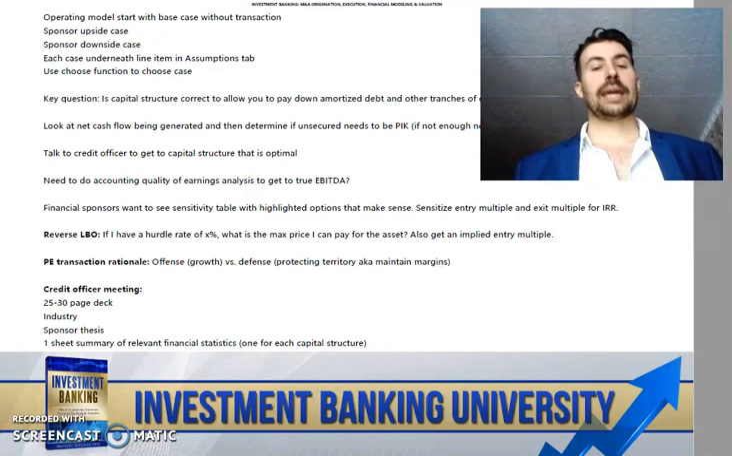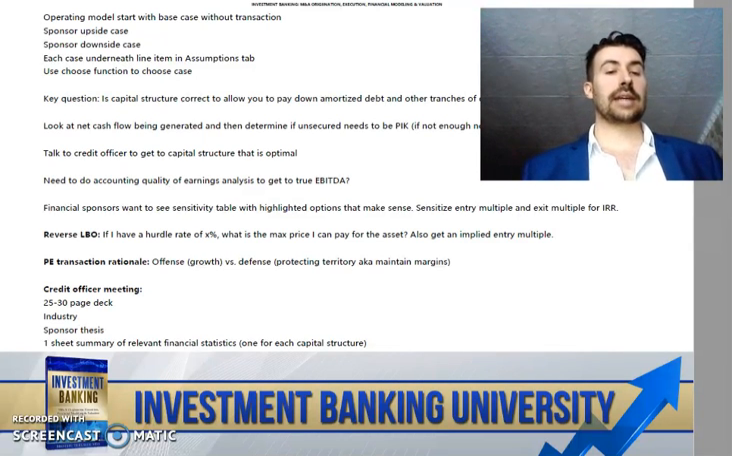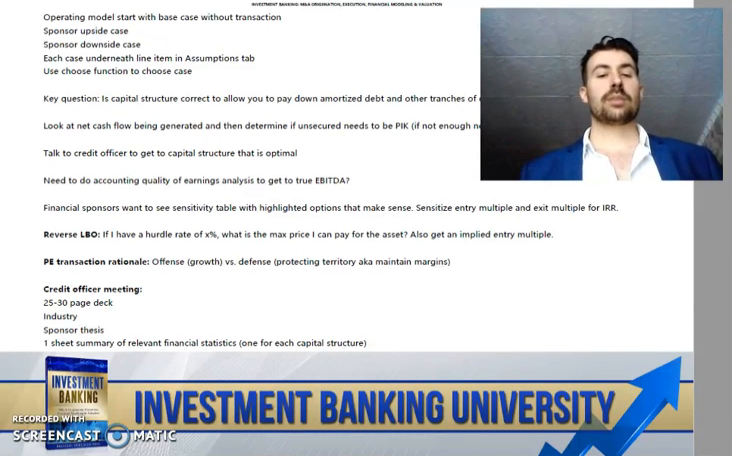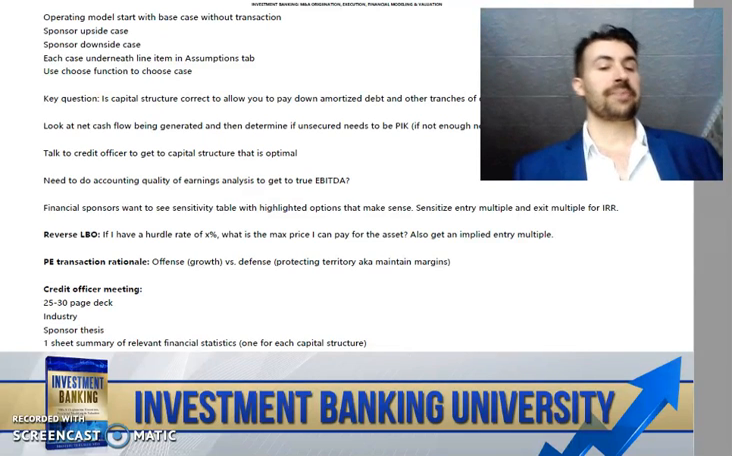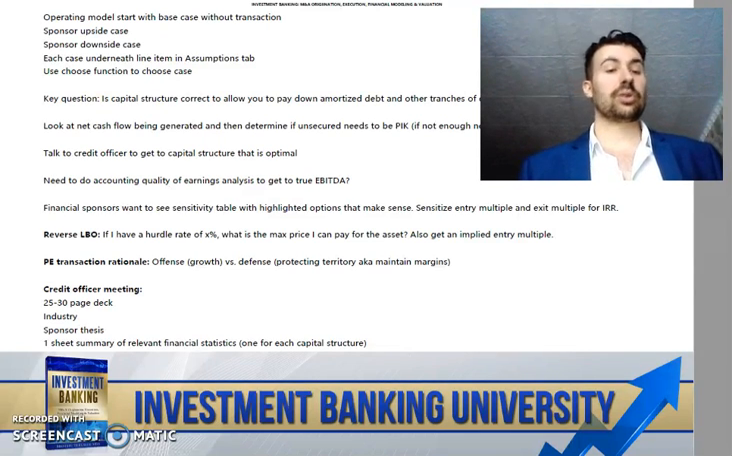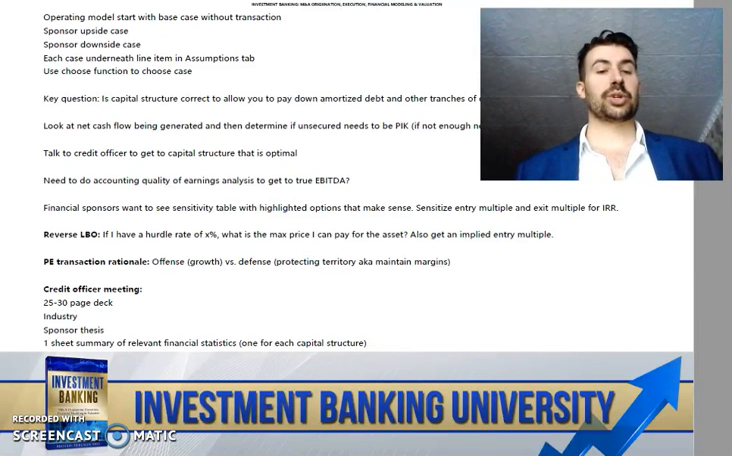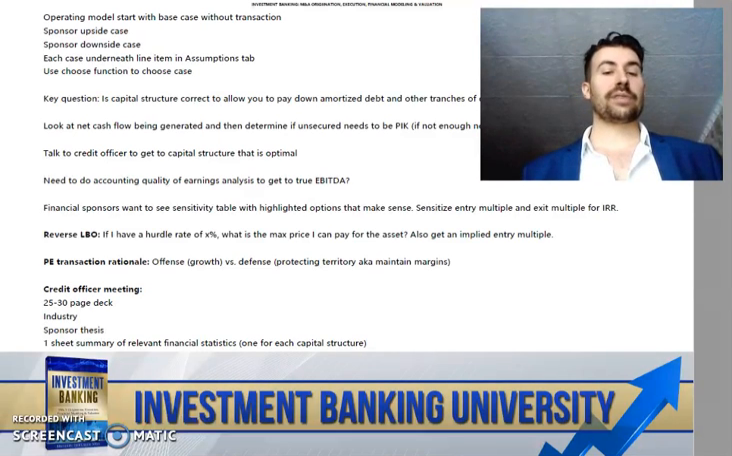to allow you to pay down amortized debt and other tranches of debt? And we're going to look at net cash flow being generated and then determine if unsecured needs to be PIK, payment in kind. If there's not enough cash flow, then we need to have PIK. And ultimately, we're going to talk to the credit officer to get the capital structure that is optimal. And we need to do accounting quality of earnings analysis to get to true EBITDA.